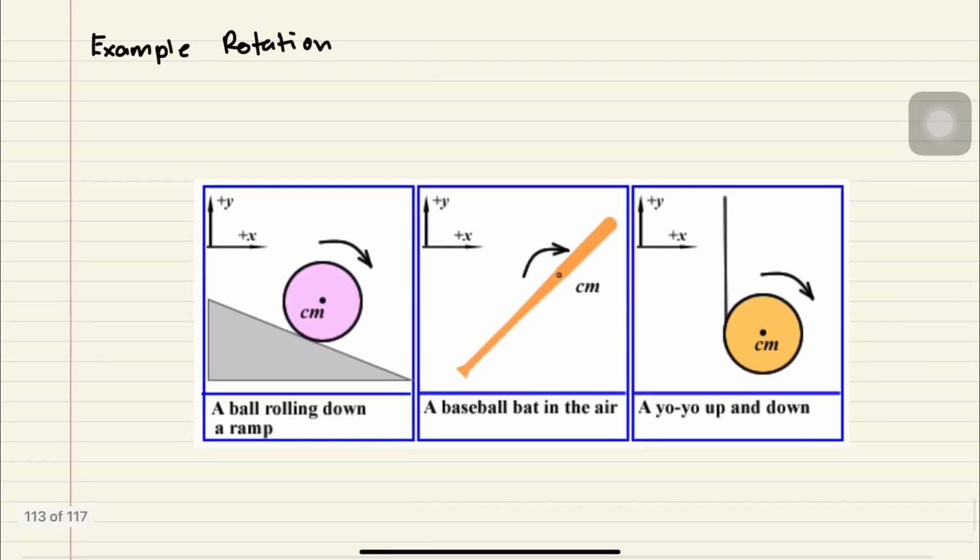These are some examples of rotation. We have a ball rolling down a ramp. This is the ball rolling down, so the motion here is a rotational motion. Then a baseball bat in the air, and then a yo-yo going up and down, so as it goes down and up, it undergoes a rotational motion as well.